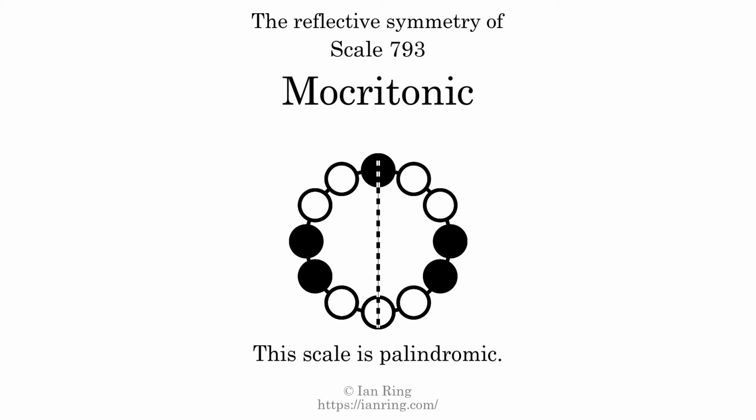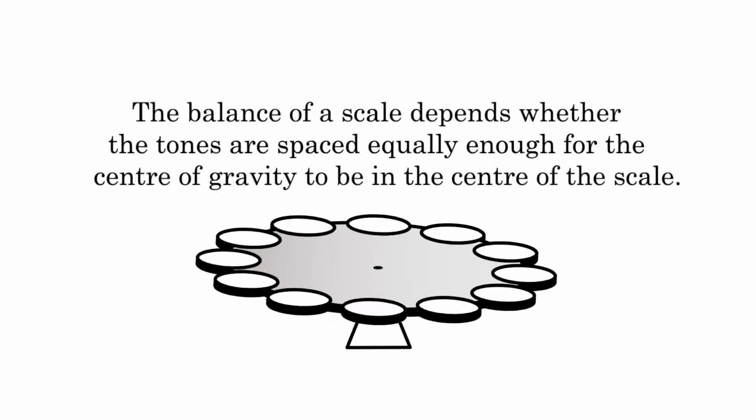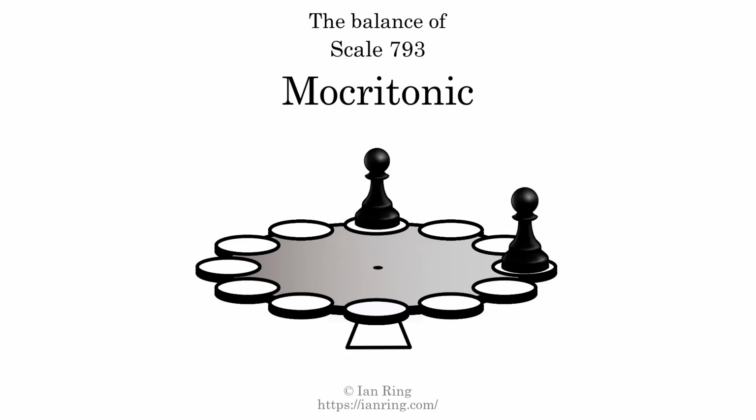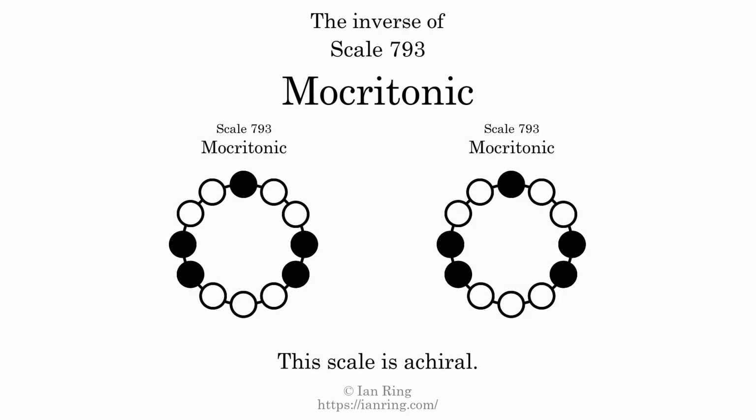This scale has reflective symmetry across an axis positioned at the root tone. This scale has the same pattern of intervals both ascending and descending, so we call it palindromic. This scale has 1 ridge tone. Here, the balance of a scale depends whether the tones are spaced equally enough for the center of gravity to be in the center of the scale. This scale is balanced.